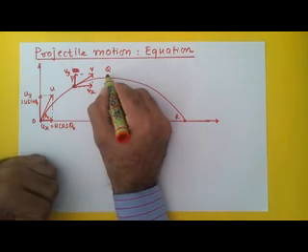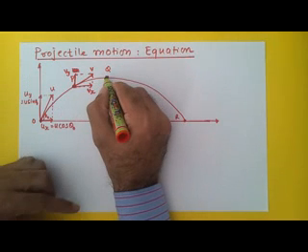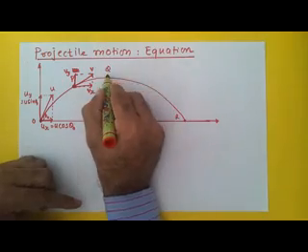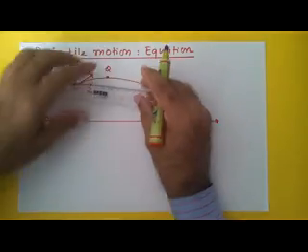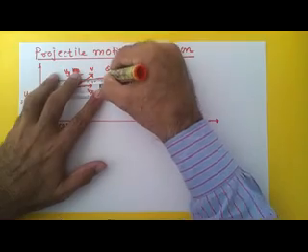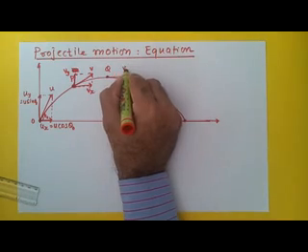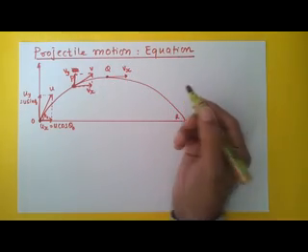If I go to point Q, the object has reached its maximum height. Here the object will not have the y component because it's not moving along the y-axis. It will only have a horizontal component. So if I draw a tangent over here, this will be Vx, and there will be no Vy.